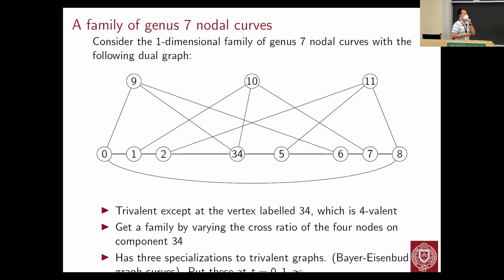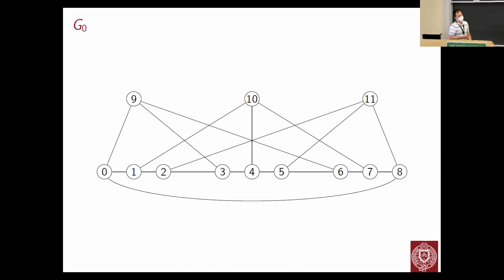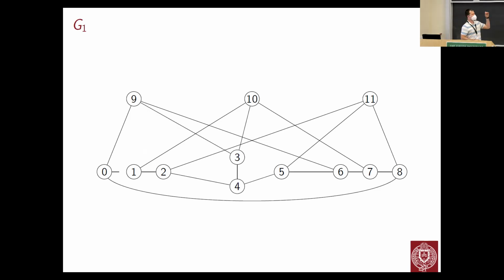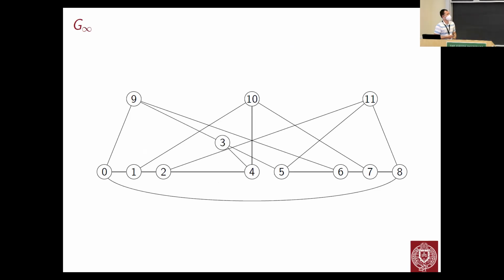That family has 3 specializations where you break that P1 into 2 P1s by adding 1 more node. And then by adding 1 more edge to this graph, you'll actually get trivalent graphs. Let me show them to you very quickly. The first one I call G0. You can see I took component 3, 4 and I split it apart in the horizontal direction. And then since I'm a good algebraic geometer, the other ones are labeled G1 and G infinity. Here we pulled apart 3 and 4 in a different direction. And here is the last specialization.